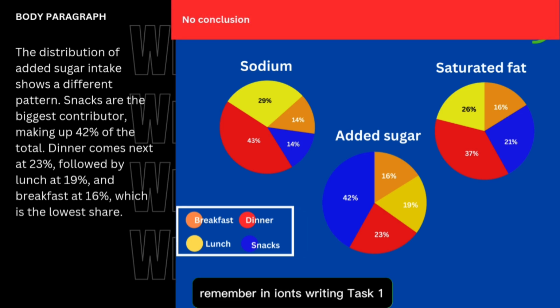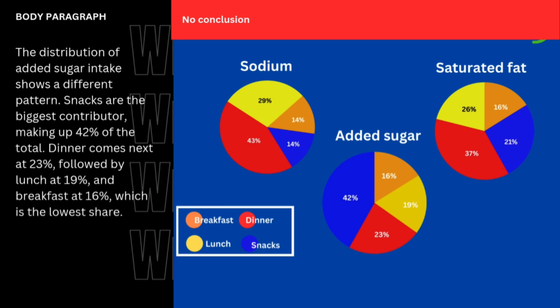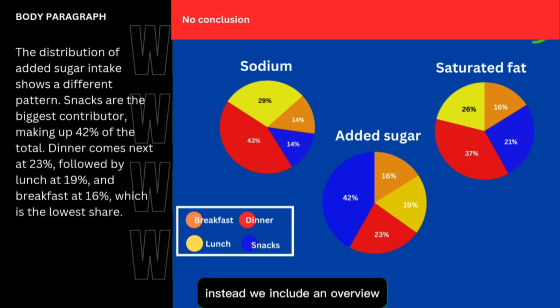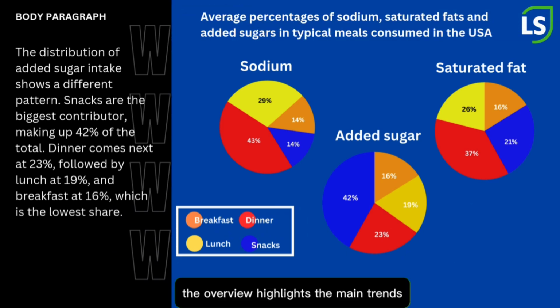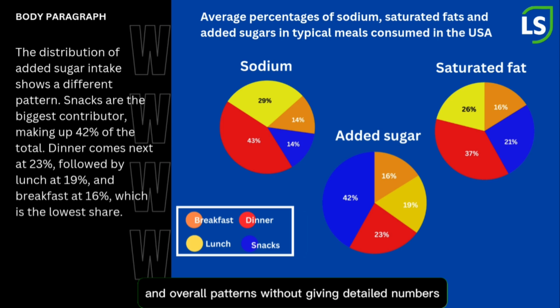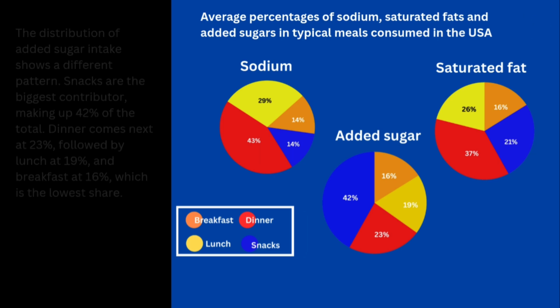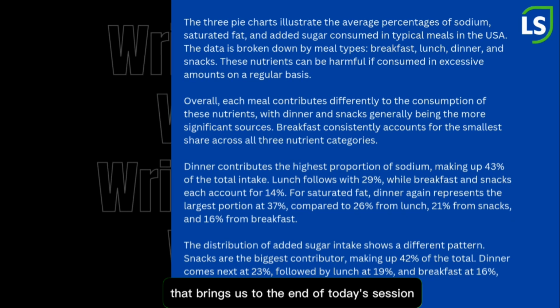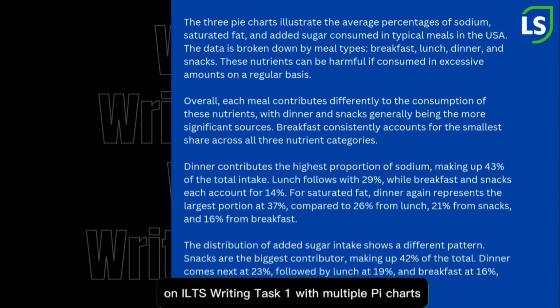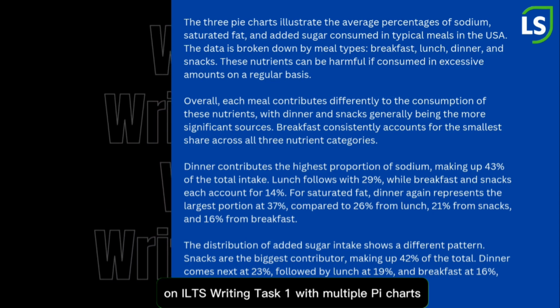Remember, in IELTS Writing Task 1, we do not write a conclusion. Instead, we include an overview, which we've already written just after the introduction. The overview highlights the main trends and overall patterns without giving detailed numbers. That brings us to the end of today's session on IELTS Writing Task 1 with multiple pie charts.